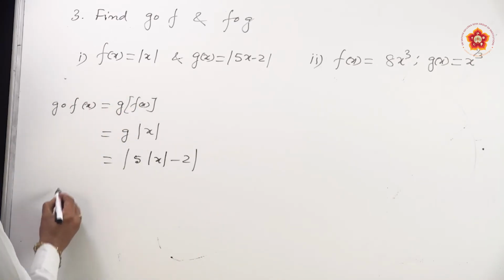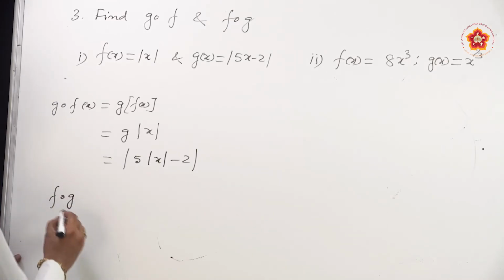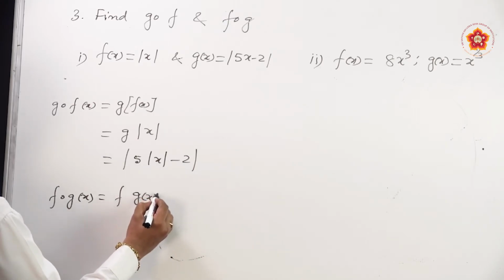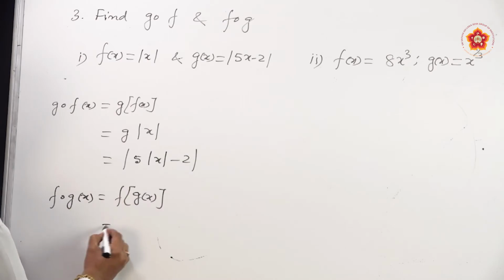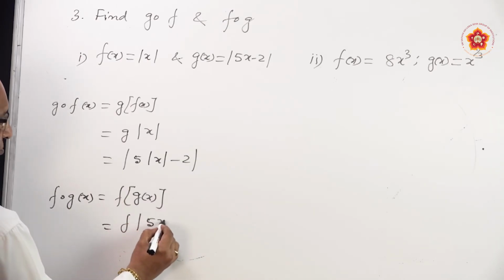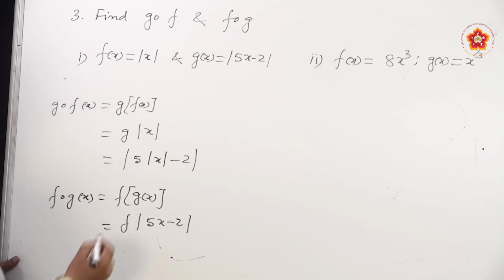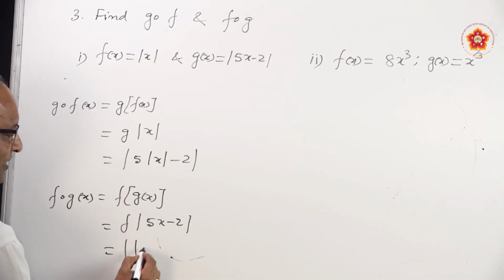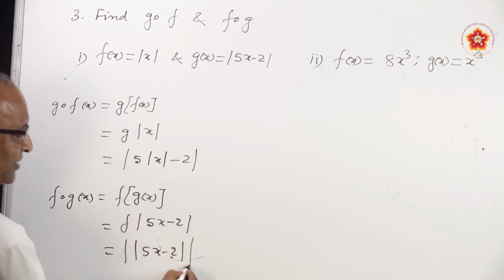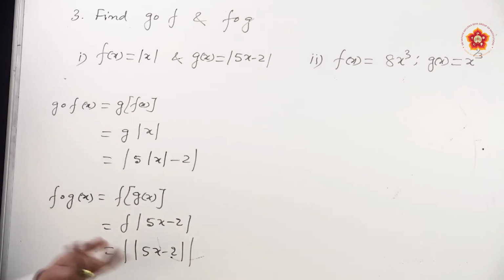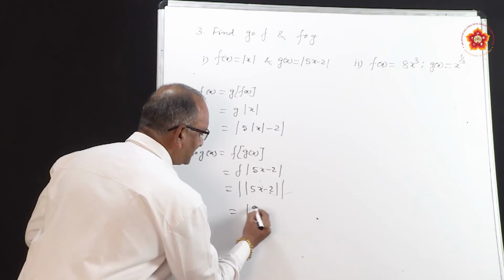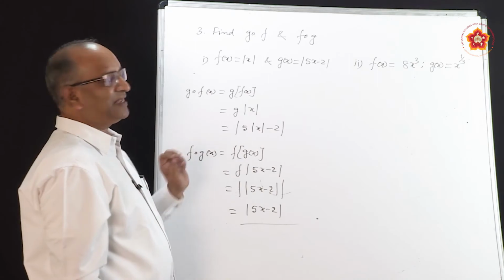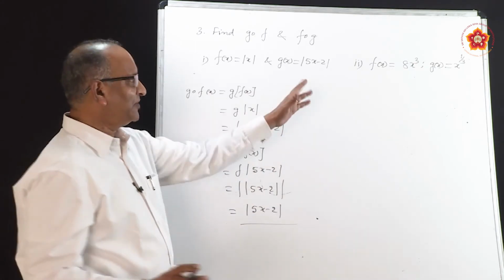Suppose if you have to find out fog, how do you find out fog? It is f of g(x). What is g(x)? g(x) is modulus of 5x minus 2. What is f of modulus? Wherever x comes, write this modulus. It will be modulus of modulus of 5x minus 2. And what is modulus of any number? It is always positive. So this can be written as modulus of 5x minus 2. So this is how we find gof as well as fog. Same procedure we will follow for the second problem.